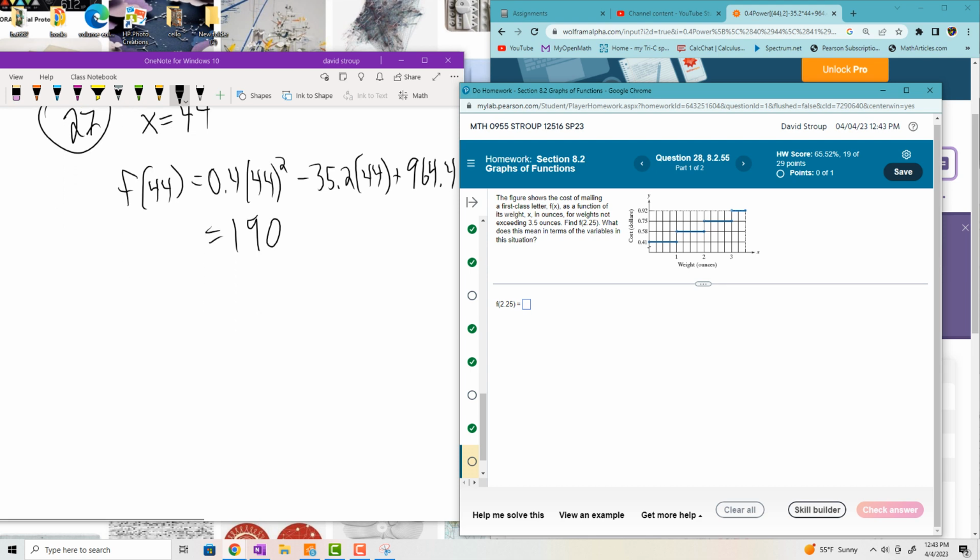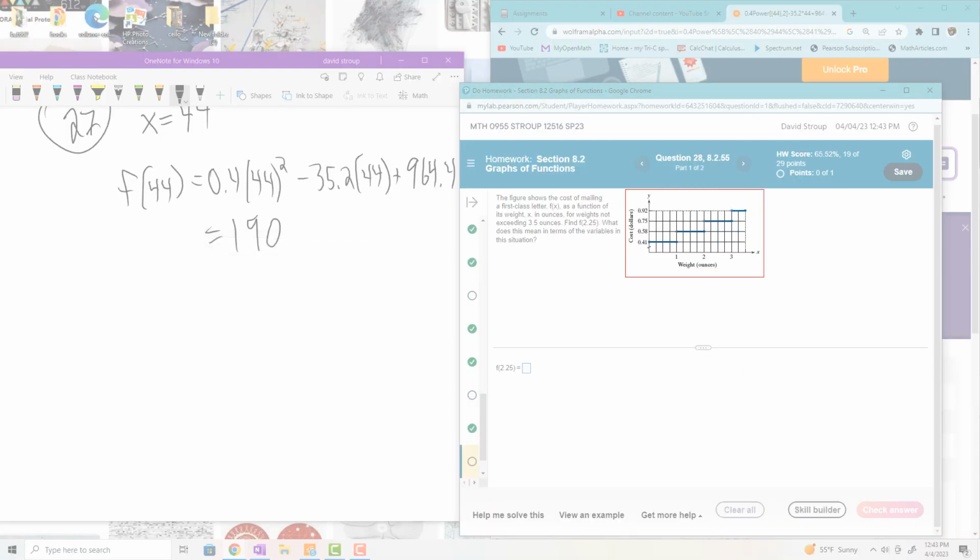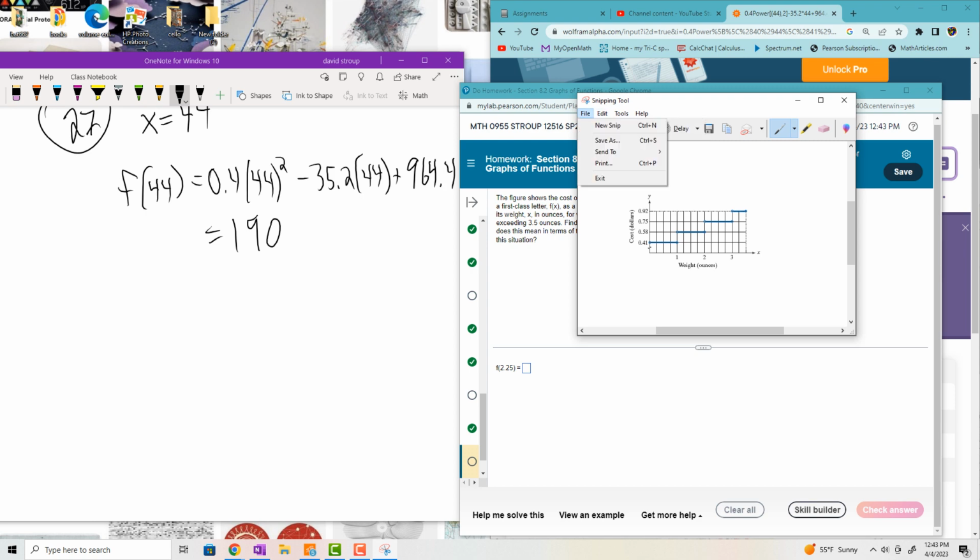Oh, and these things are called step functions, and they're often used if you go to the post office. If your envelope weighs in between 0 and 1 ounces, it's a flat cost. So just understanding how to read these things is important later on. Again, in modeling scenarios, you'll use these in electricity problems as well. It would be nice if I could zoom in on that, but let's steal the picture and see what's going on.